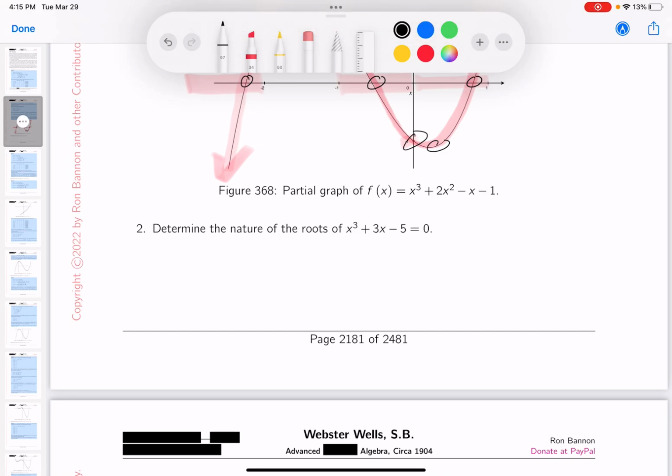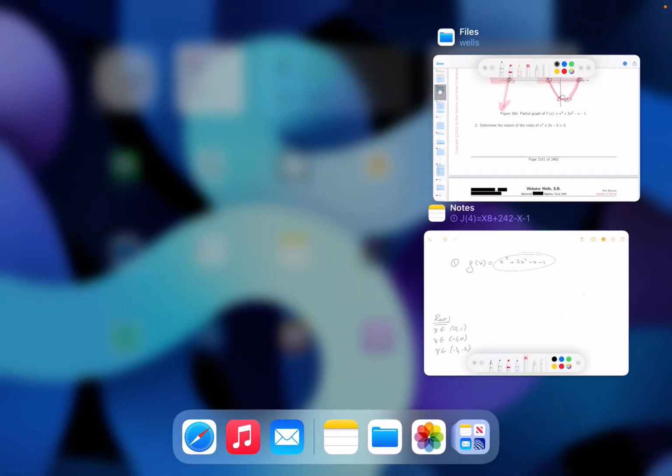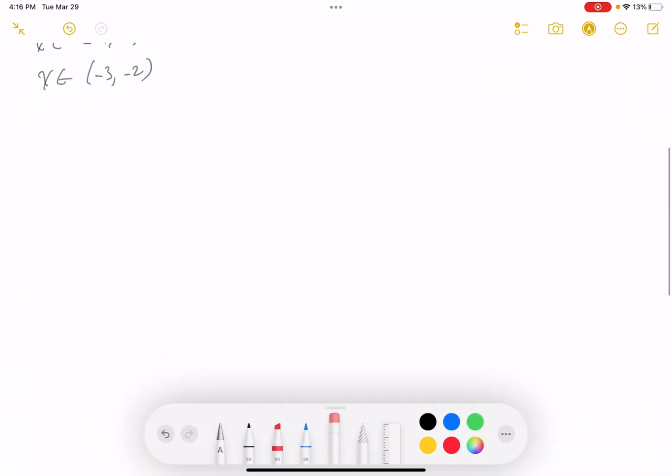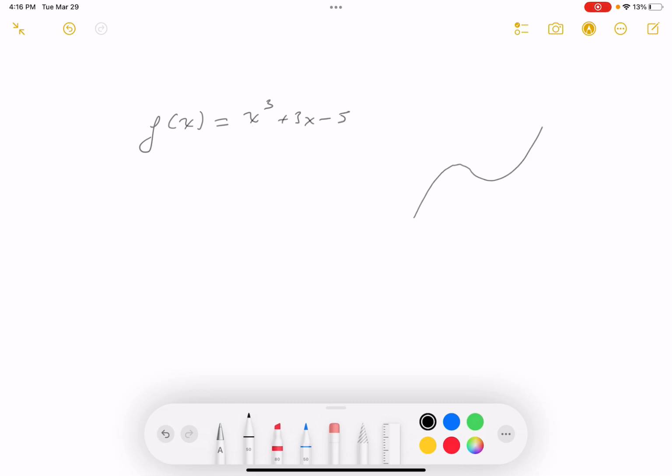Okay, for number 2, I'm going to go to the whiteboard and do it. All right, nature of the roots. Cubic polynomial, let me write it down for you. The cubic polynomial is f of x equals x cubed plus 3x minus 5. And I have a general idea of the shape of it, something like this over here. I know there's at least one root.